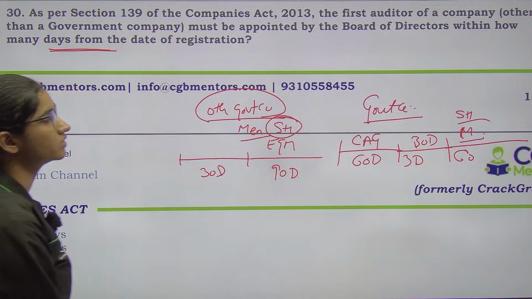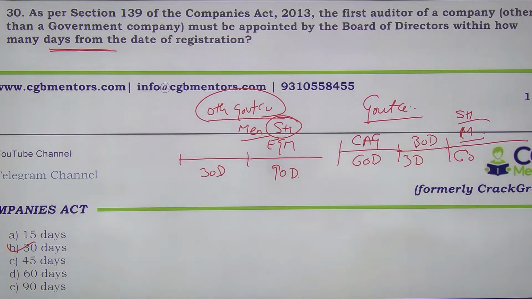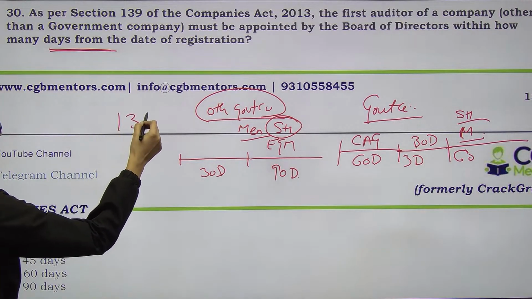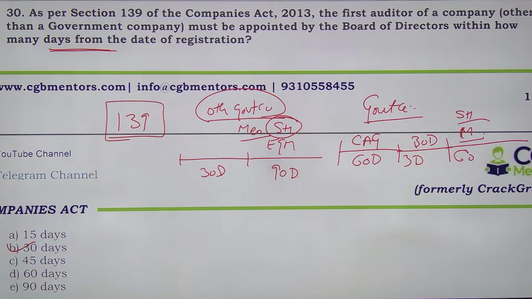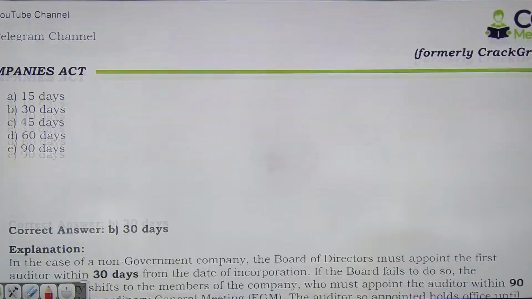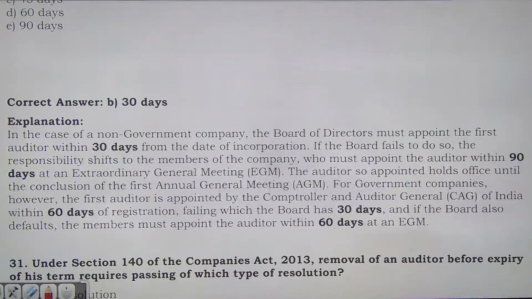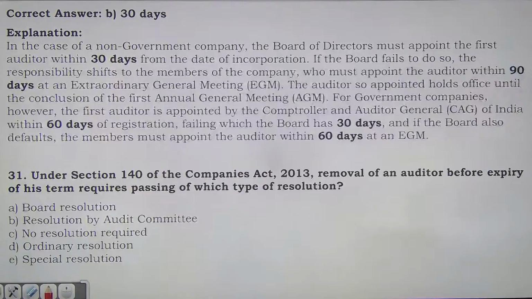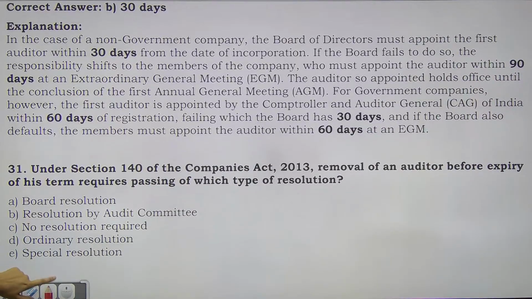Okay, so this was the provision for the appointment of auditor. Please remember the section number. Section number is 139. Okay, now moving forward to the next question. Next question is question number 31. Question number 31 is talking about section number 140, which talks about the removal of an auditor before expiry of his term requires passing of which type of resolution.